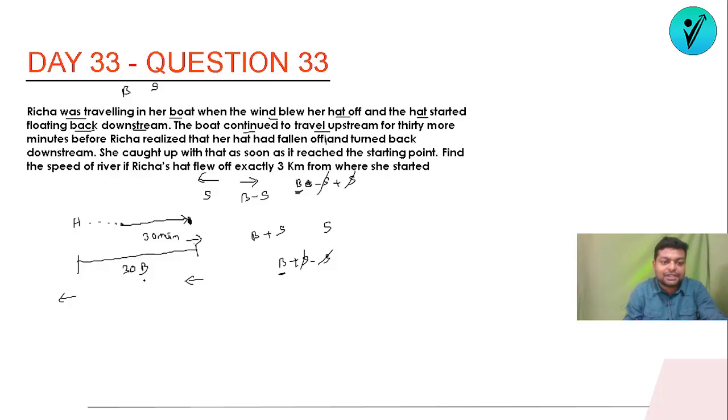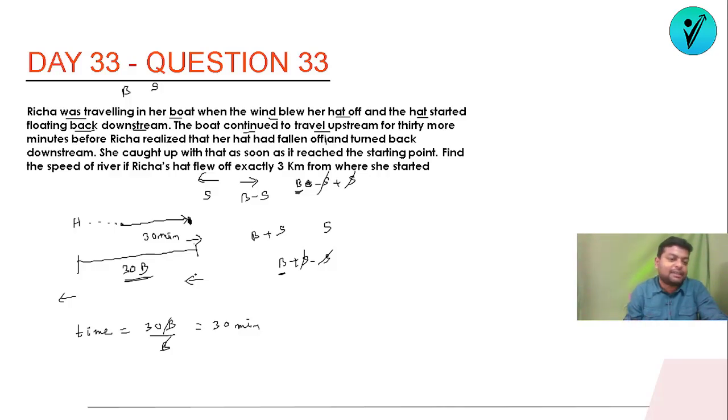So how much time will Richa take to complete this gap? Time taken to complete the gap or to catch the hat or to get the hat back will be what? It will be 30b upon b. It means that in another 30 minutes, Richa will be able to catch the hat. So in the first 30 minutes, this gap was created, and the next 30 minutes are required to catch the hat back.